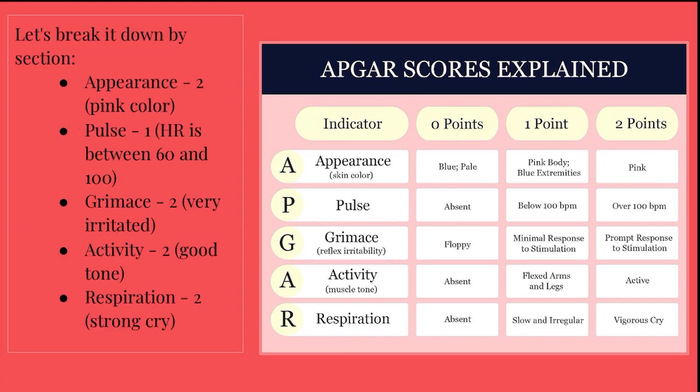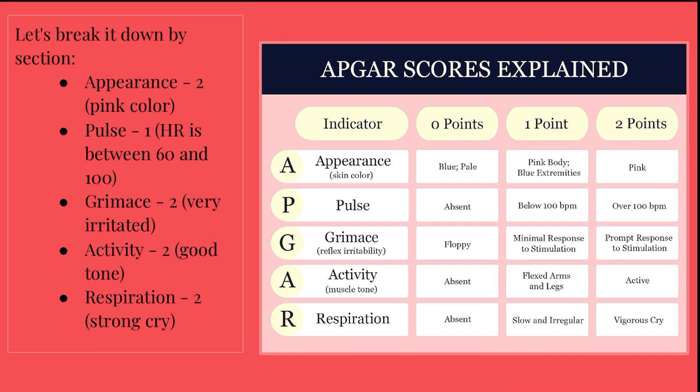Okay, so let's break it down by section. So appearance, skin color. We said the baby has a pink color, so that baby gets the score 2. Pulse rate. The heart rate is between 60 and 100. We said that the heart rate is 95, so it gets a 1 because it's below 100. Grimace. Very, very irritated. So that's actually good. So we're going to get 2.